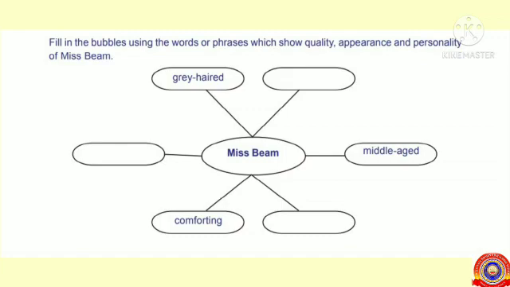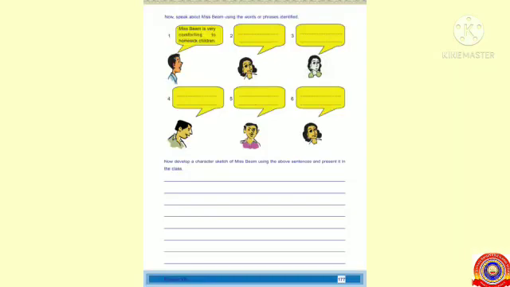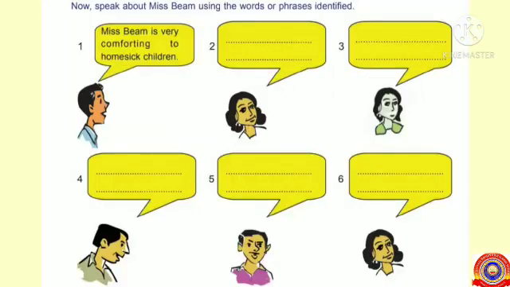Students, so try to identify the words or phrases which show quality, appearance and personality of Miss Beam. Now all of you take page number 177. Now speak about Miss Beam using the words or phrases identified. So based on the diagram given in the previous page, you have to speak about Miss Beam. First one is given here. Miss Beam is very comforting to homesick children.